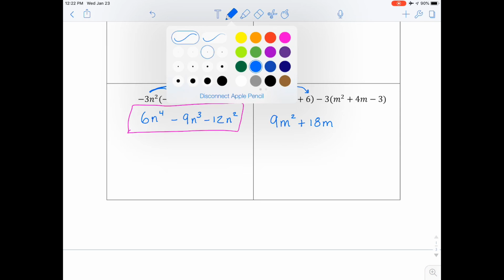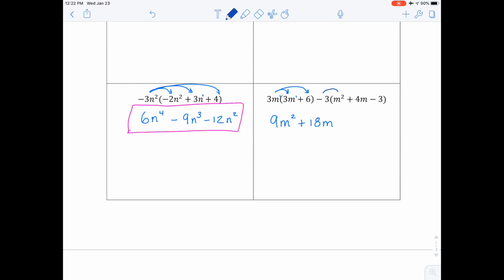All right, so that was the first set of parentheses. So the second set of parentheses, I'm going to distribute a negative 3. So negative 3 times m squared is negative 3m squared. Negative 3 times 4m, negative 12m. And negative 3 times negative 3, just 2 numbers being multiplied, no variables, is just 9.